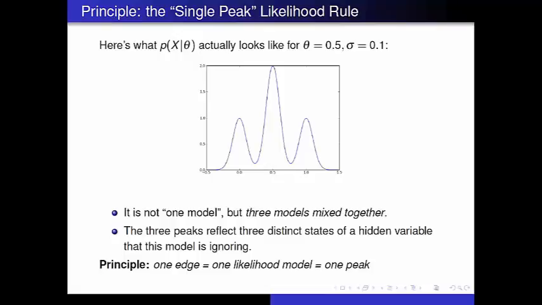Because basically, what this represents, just to reduce it to simple terms, there's kappa equals 0, there's kappa equals 1, and there's kappa equals 2. Right? That's what's producing those 3 peaks. The height of those peaks is basically probability of kappa given theta. So the principle that I'm urging to you is one edge in your information graph should correspond to one likelihood model, which should be one peak for the likelihood of your observable. Okay?